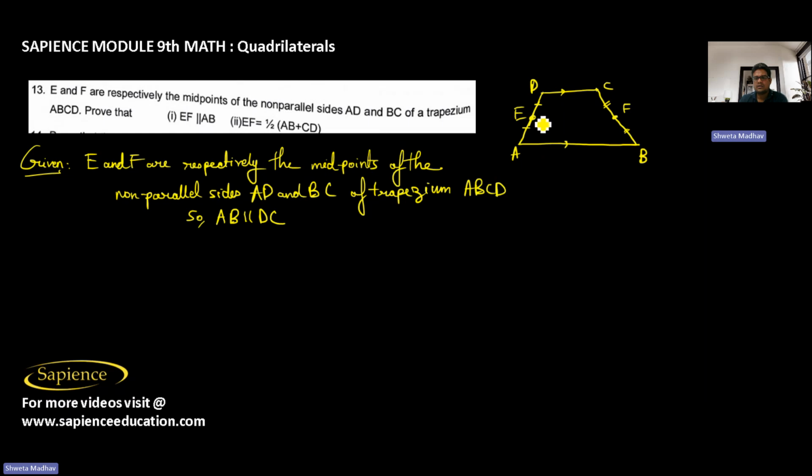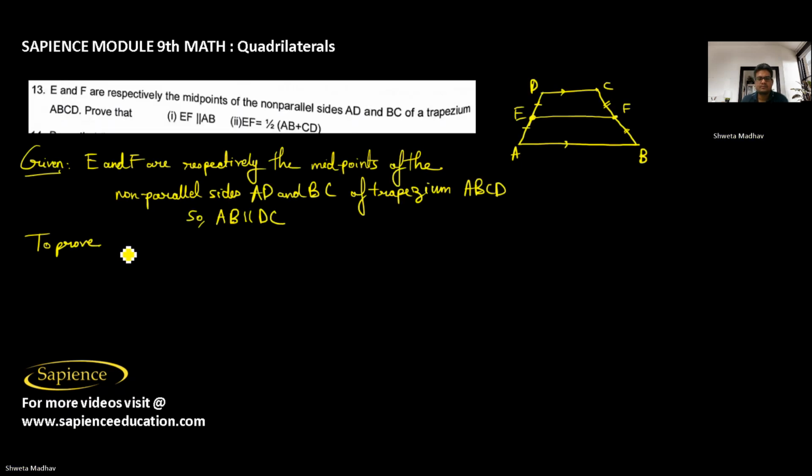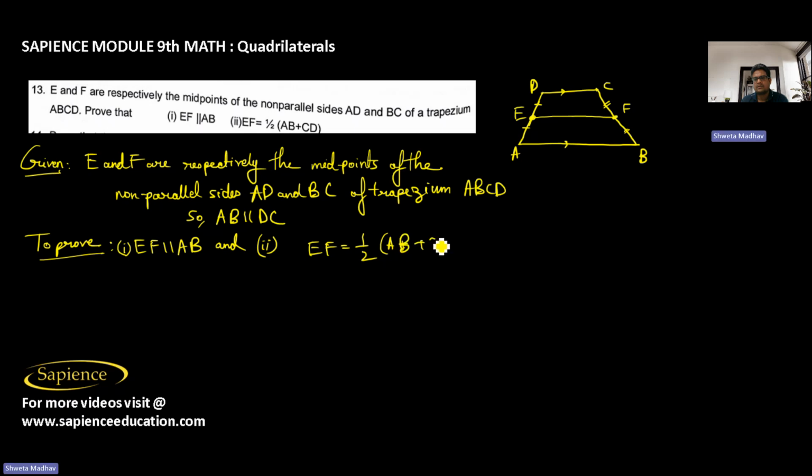So we can join EF, and then we have to prove that EF is parallel to AB. That's the first part. And the second part is we have to prove that EF equals half of AB plus CD.